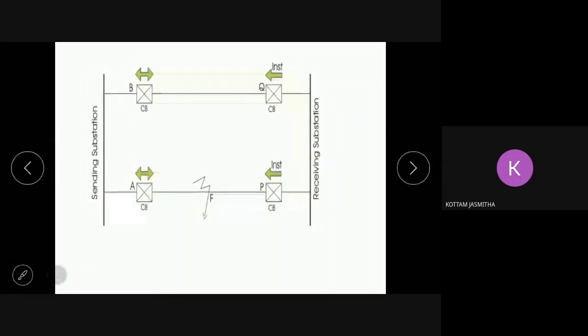If the current direction is reverse, it will not be operated. But in directional circuit breakers, when the current direction is reverse, the relay immediately trips the circuit breaker.